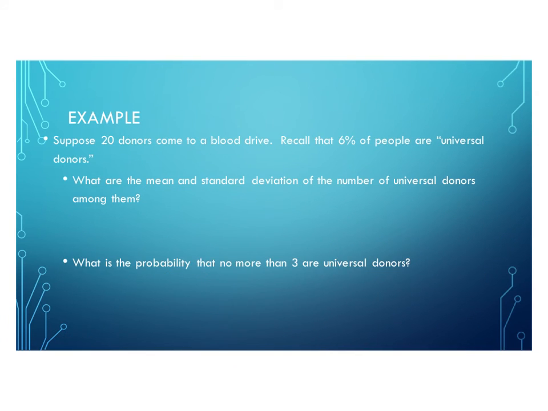Okay, so now we're going back to that blood drive example. So notice we have 20 donors, and remember that 6% are the universal donor. So we want the mean and standard deviation of the number of universal donors among them. So we're going to ask ourselves again, is this binomial? Is it geometric? Which one is it? Well, because we have this fixed number of donors, like we know we have 20 altogether for certain, it is a binomial model.